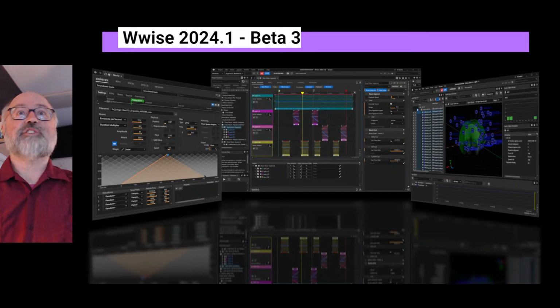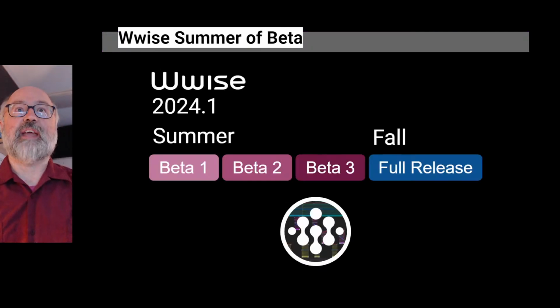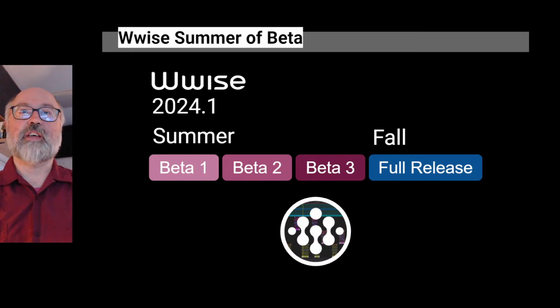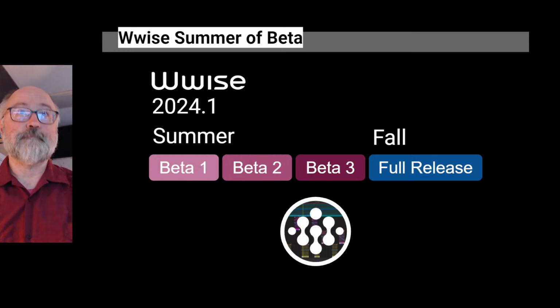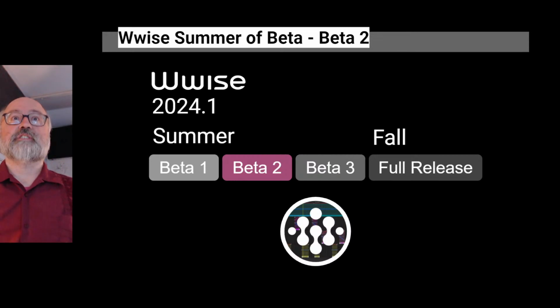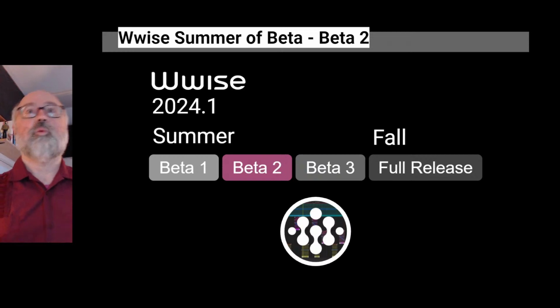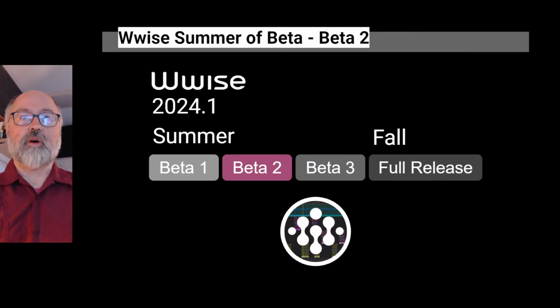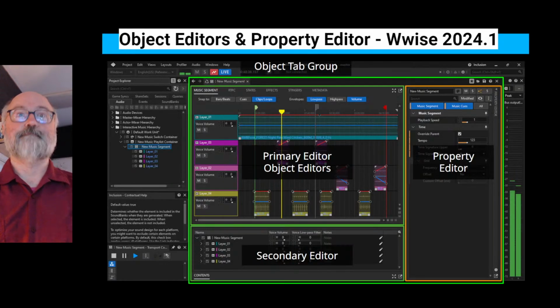First up, let's talk about the Wwise beta and summer of beta. This summer, we've been releasing betas for the forthcoming 2024.1 version of Wwise. We had a live stream with a big overview and recently released our beta 2 in the last month. And it's cool because during this summer of beta, we're able to get these features out and into people's hands while also getting feedback about them from folks in the community as they give it a try.